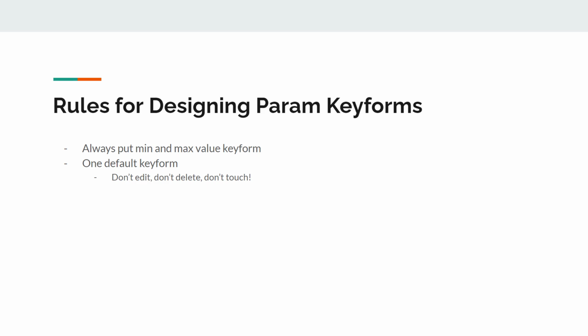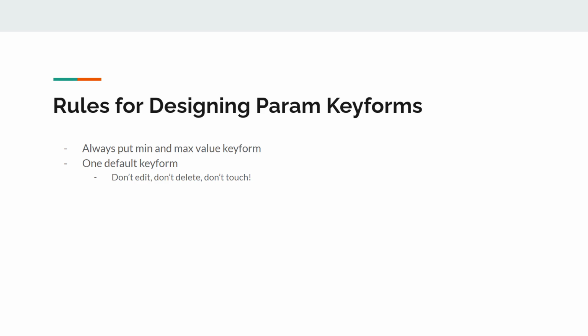There are 2 rules for designing parameter keyforms. I'll go through them quickly and then I'll go through them one by one in detail. The first rule is to always put the min-max keyform values. So you always want one green dot at the far left and one green dot at the far right on the parameter, whenever there are dots.